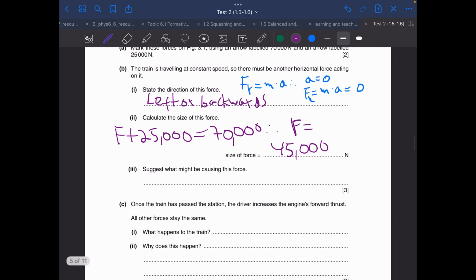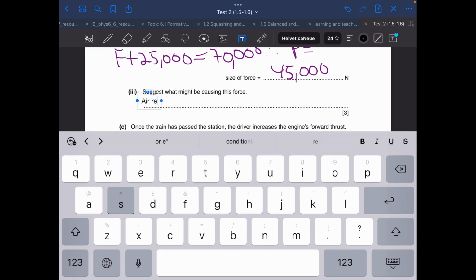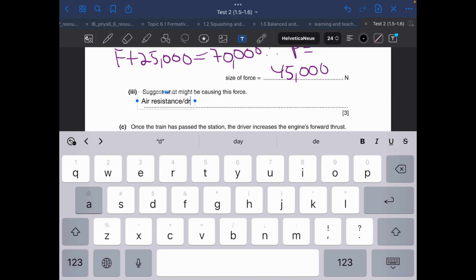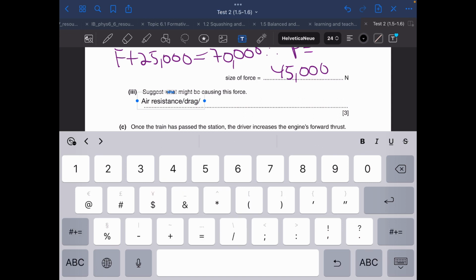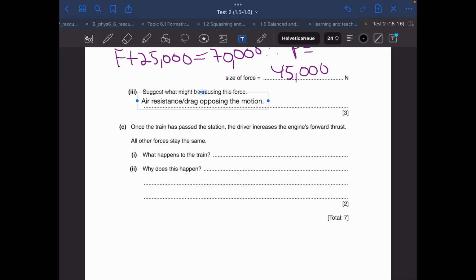Part 3, suggest what might be causing this force. The best explanation here would be air resistance, okay? So air resistance, also called air friction or drag. If you want to write drag, that's also fine, or air friction, that's also fine. And these forces are opposing the motion.